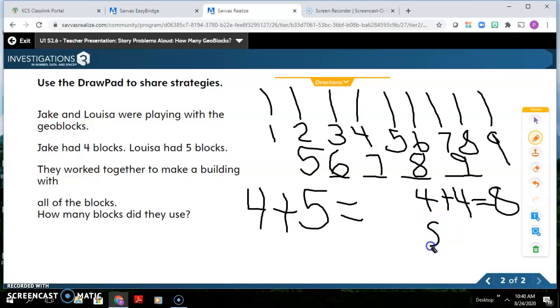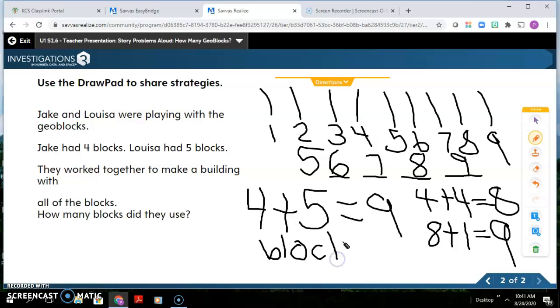Because 8 plus 1 more, we have 1 more than 5, right? Excuse me, 1 more than 4. So 8 plus 1 would equal a sum of 9. So our answer is 9. And since I don't have room here, I'm going to write blocks underneath. Because an important part of writing and solving word problems is putting that label. So we're going to say 9 blocks.